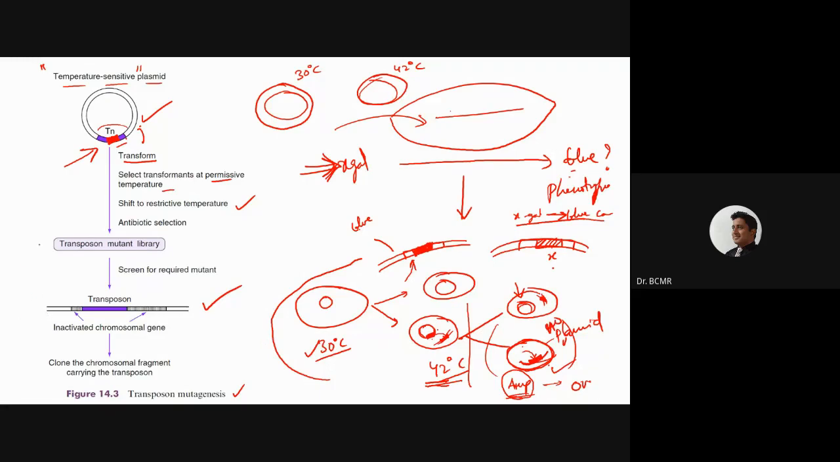Now you have constructed a huge transposon mutant library. The transposon would move into any one place. You don't know where it will move. It is a random integration process. And one more thing you need to remember is the transposase gene is present on the plasmid, outside the transposon. This is the transposase.